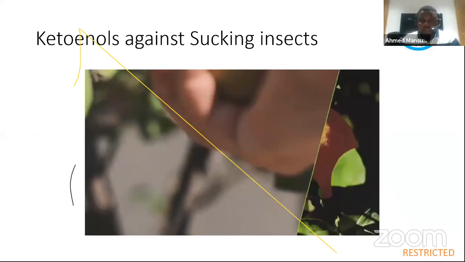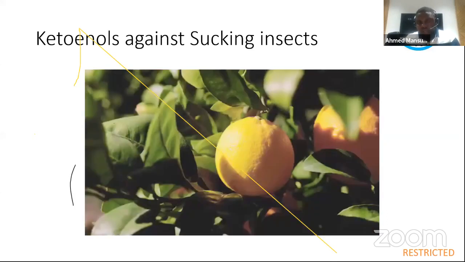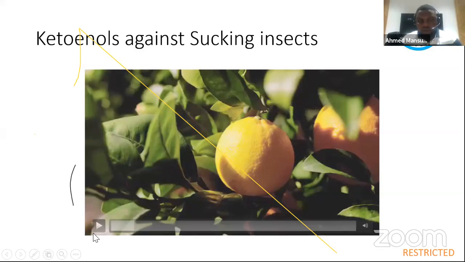Major sucking pests, because like I said, insecticides are developed to control specific pests. There is no one that is general insecticide. In some cases, if you have formulated products, they can do, but active ingredients are developed to control pest specific.